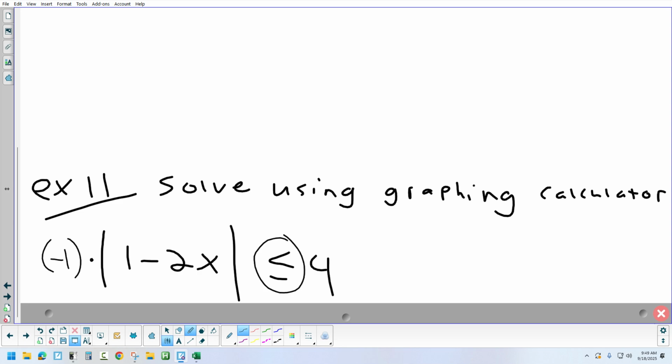So now, if you were solving this one, once you've isolated the absolute value, look at the sign. It would be a greater than or equal to. Right? So this would become an or problem when you solve it, because that negative is going to flip the direction of that. If the negative wasn't there, then this is an and problem.